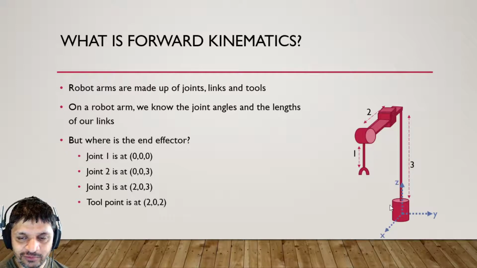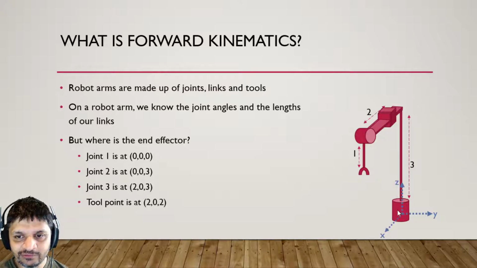Okay, so let's figure out where the end effector is. So in this case, joint 1, which is this revolute joint, the base, right? So the base can rotate. But where it currently is at position 0, 0, 0. Okay. Then on the z-axis, we've got a distance of 3 to joint 2. So that means joint 2 is at 0, 0, 3. Right? We haven't moved in x, we haven't moved in y, but we have moved in z. Then, if we move along this axis, which we can see is actually x by 2, we'll get to joint 3. So that means joint 3 is at 2, 0, 3. And the tool point is 1 down in z, so it's 1 less in z, right? So the tool point is at 2, 0, 2.